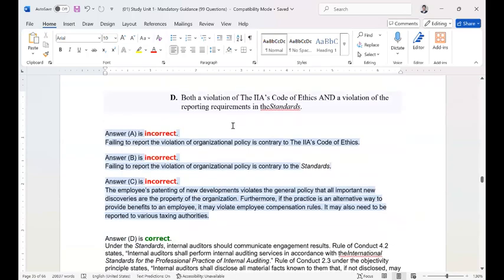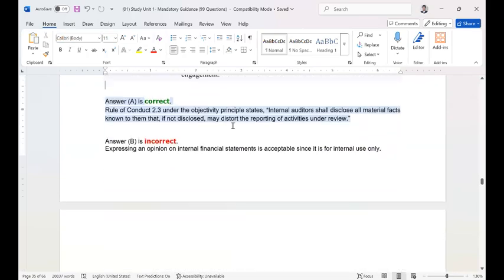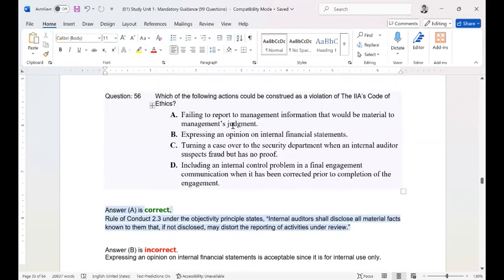Let's skip this one. I think we all are now immersed in wanting ethics, code of ethics. Which of the following actions could be construed as a violation of the code of ethics? Failing to report to management that would be material to management's judgment. Yeah. No?